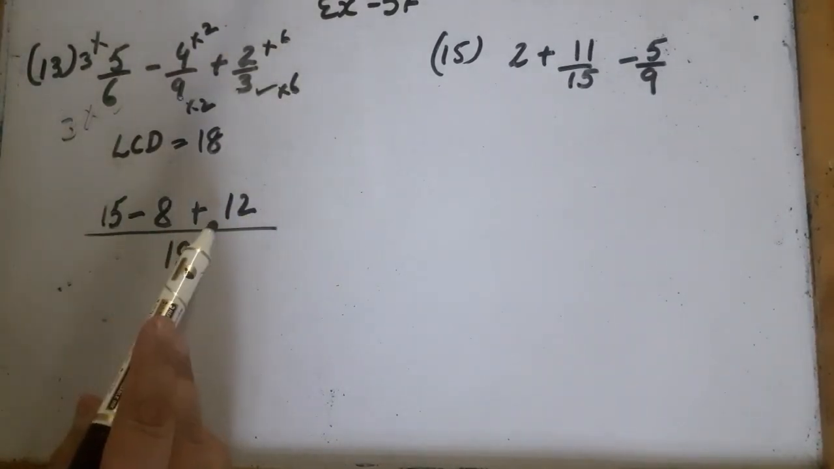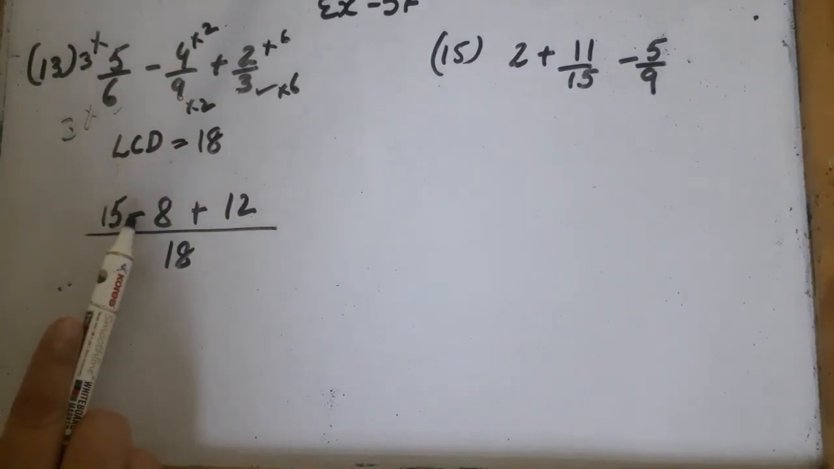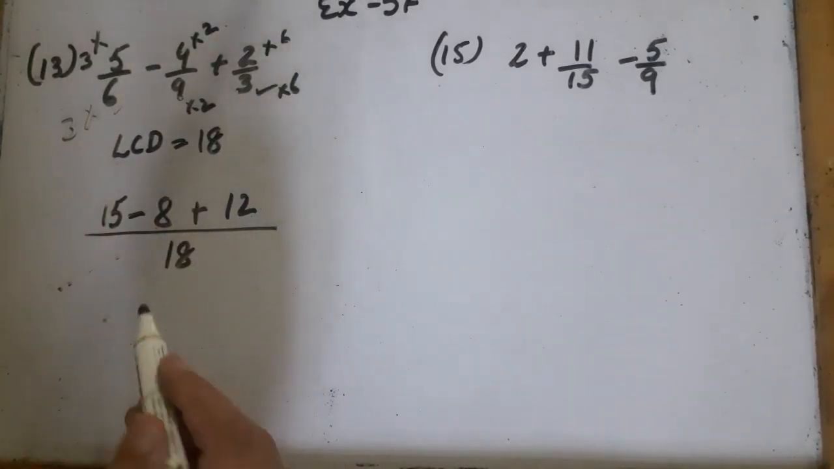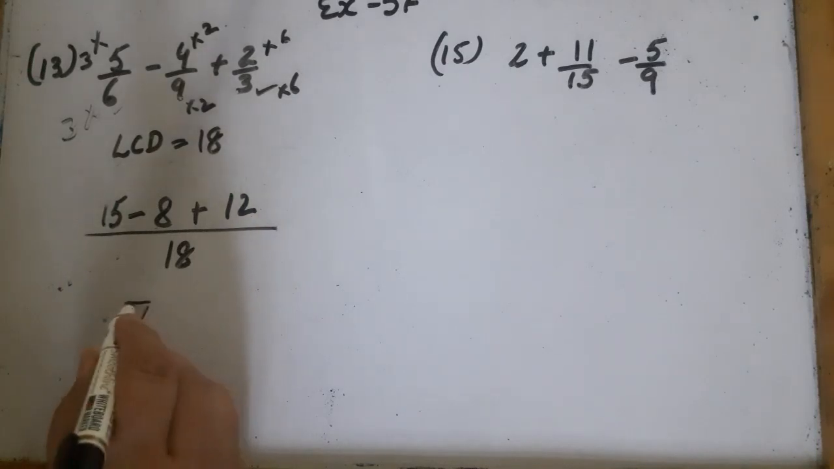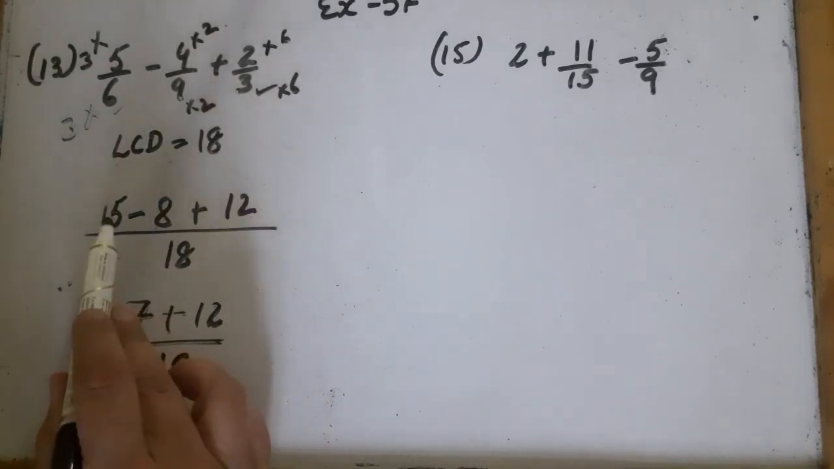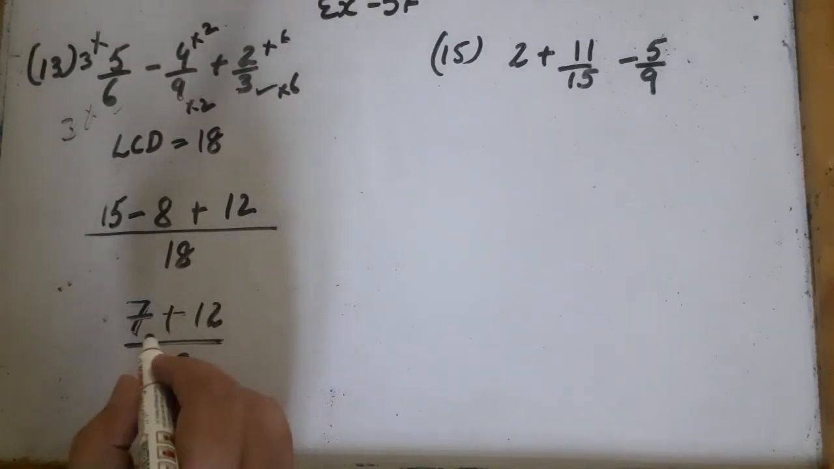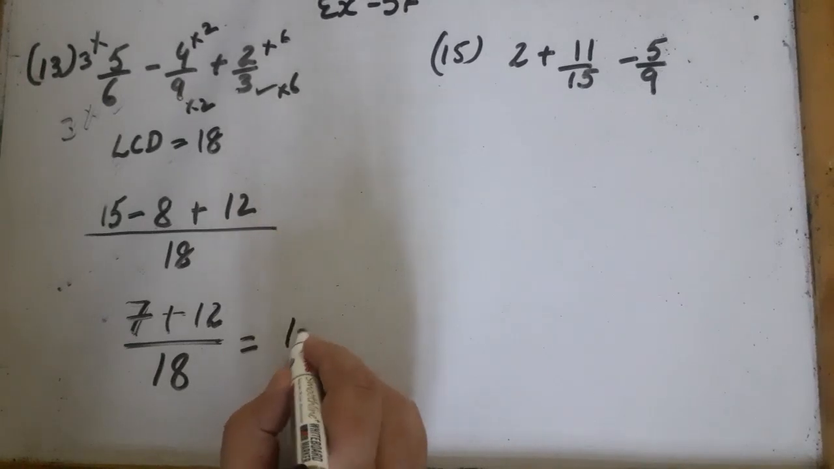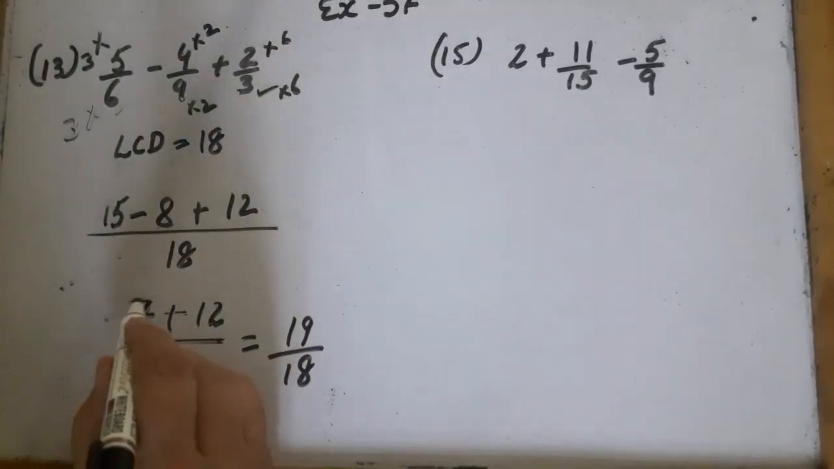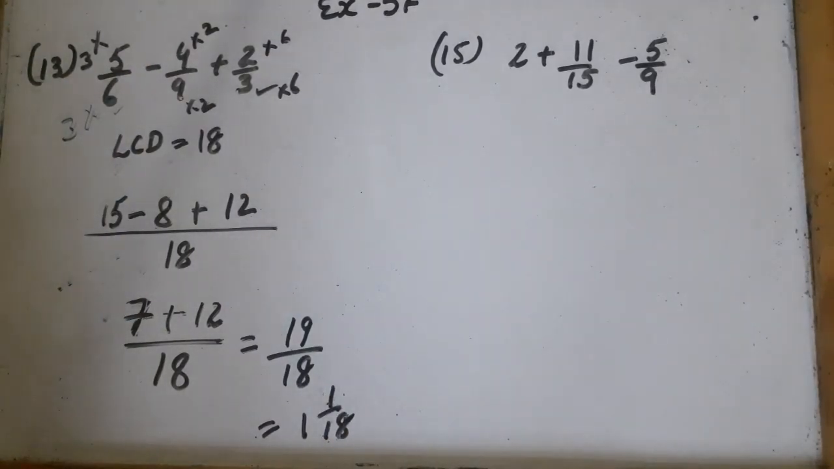Now what you can do here is you just subtract the first two digits because in between you have a sign of minus. So 15 minus 8 will be 7, and plus 12 upon 18. So first you subtract 15 minus 8, so 15 minus 8 is 7, plus 12. So 7 plus 12 will be 19 upon 18, and this you convert into a mixed fraction because this is an improper fraction. So you will get 1 and 1 upon 18.